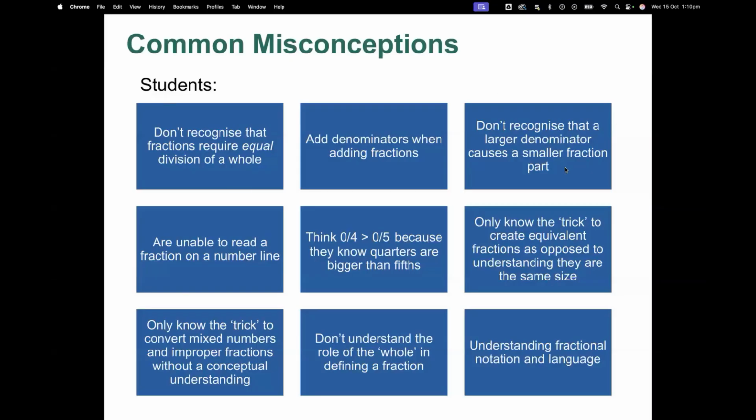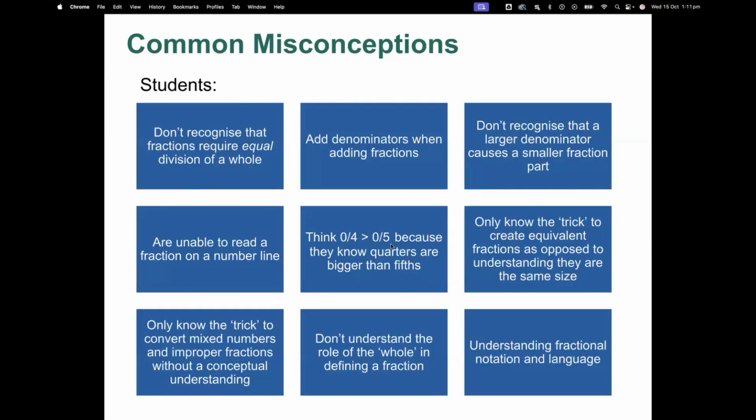The next one here is they don't recognize that a larger denominator causes a smaller fraction part. That's what I was talking about before. So we want them to be able to compare. Is 1/3 larger or smaller than 1/4? And how do you know? They can't read fractions on number lines. So this one's interesting. 0/4, they think that's greater than 0/5. But of course, they're both 0.